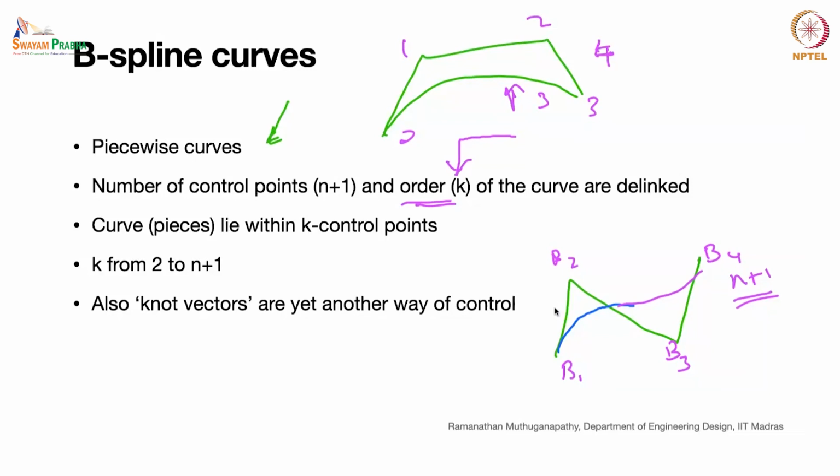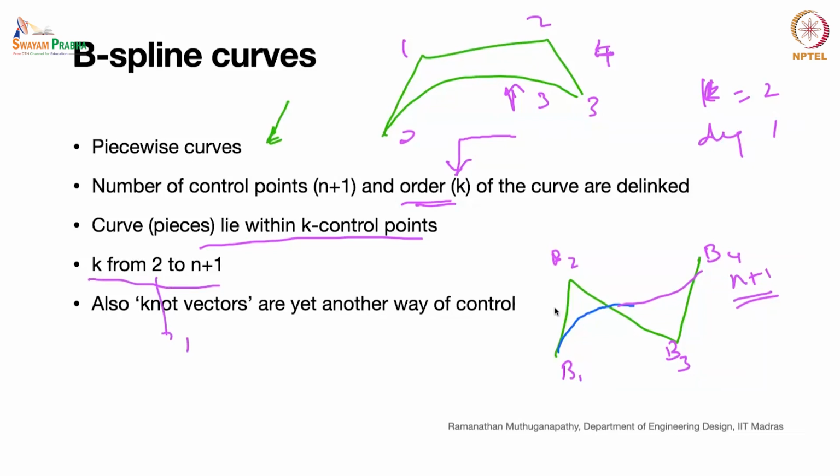Whereas here we will have more control on the order. Order is basically one above the degree. If k equals 2, then the degree of the curve is 1. You have to remember that. When k equals 3, then you have a quadratic curve, and so on. Now remember that this is not one piece, it is multiple pieces. I will tell you how it is multiple pieces, and I'll give you a geometric feel for this. The order can vary from 2 to n plus 1.